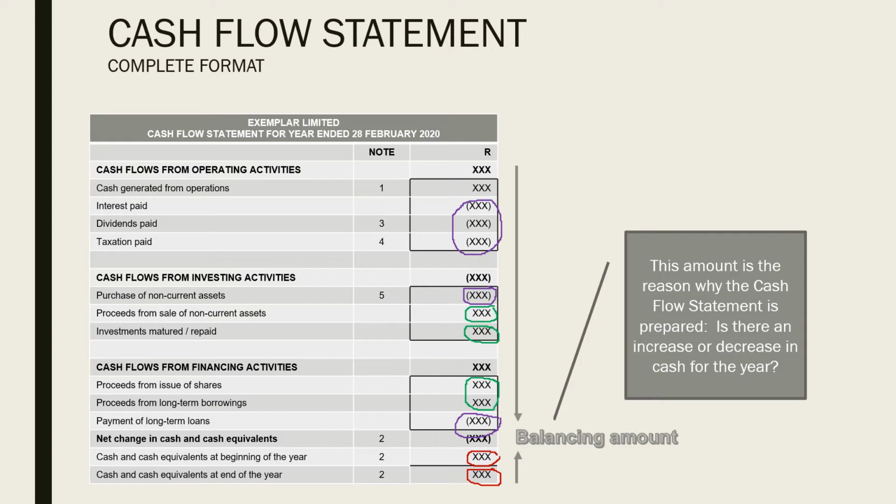So this balancing amount, the calculation of the net change in cash and cash equivalents, is the reason why we prepare the cash flow statement in the first place, because we want to know, is there an increase or a decrease in cash for the year? Did we have a net inflow or a net outflow of cash for the year? In this example, you will see here that the amount is bracketed. This means that it would be a cash outflow, a net cash outflow for the year.